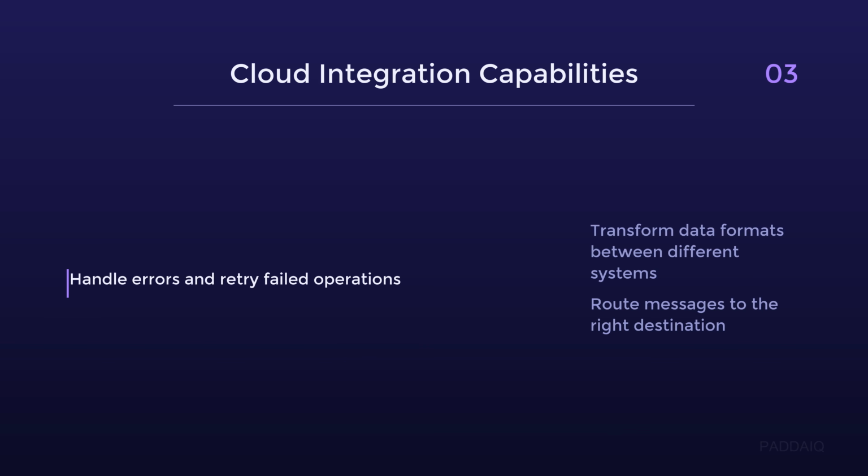Handle errors and retry failed operations. This means the system automatically detects failures and attempts to process them again without manual intervention. For example, if a sales order transfer fails due to a temporary network issue, the system will retry sending it after a short delay. This built-in resilience ensures your business processes complete reliably.